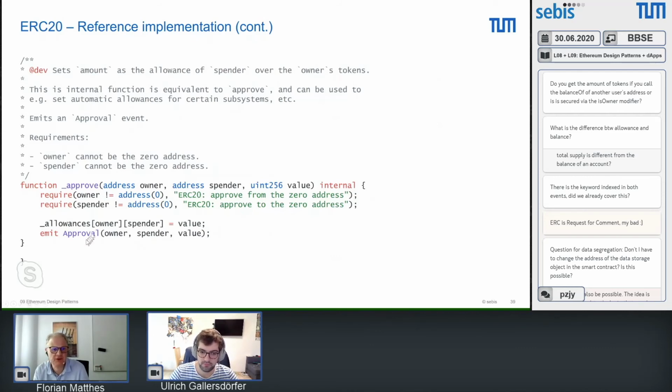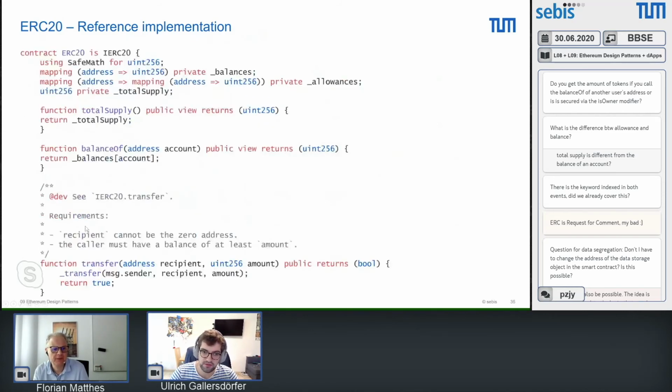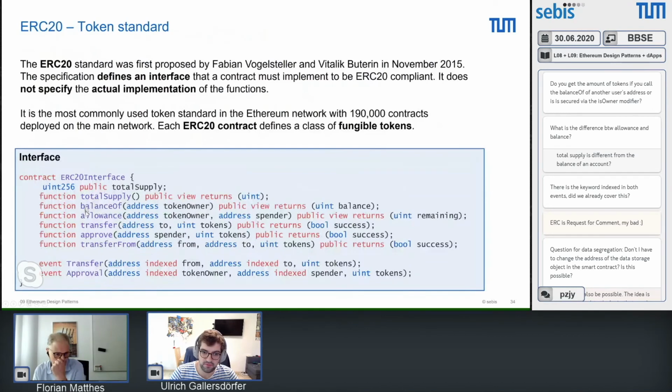Can we go back? Yeah, balanceOf. If you look at balanceOf, currently there is no restriction, no modifier. So everybody could call it. Looking at the signature, there would be no limitation that you could ask the balance, let's say, of the queen or of your professor.